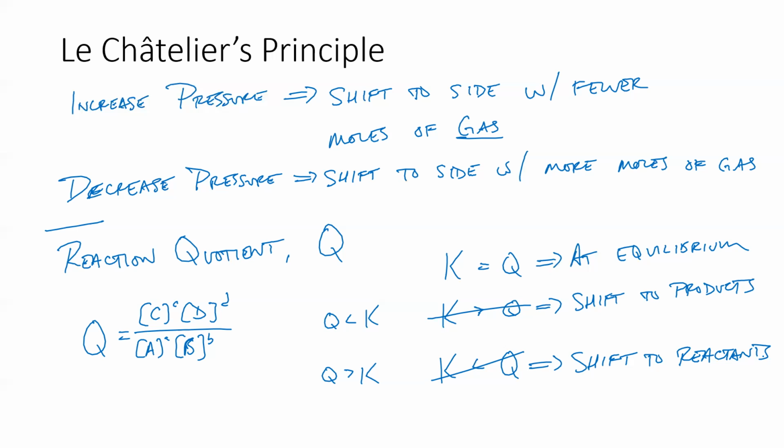So the reaction quotient doesn't tie in directly with Le Chatelier's principle. Le Chatelier's principle talks a little bit about changing conditions. But if we know all of our concentrations and then we know what they change to, we can calculate Q and compare it to K and see which direction we need to shift.